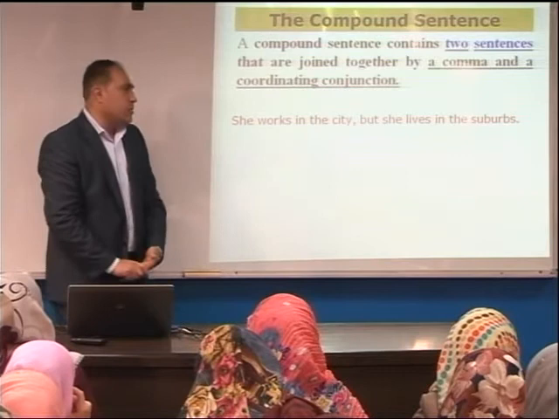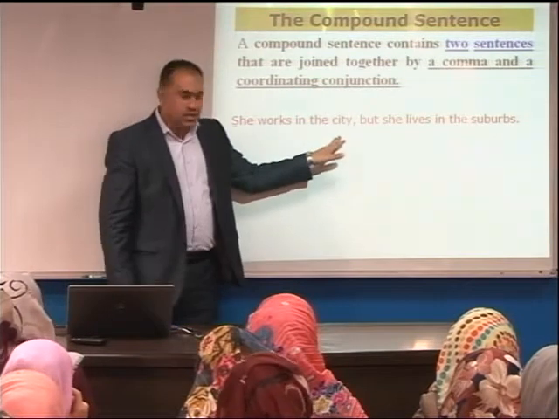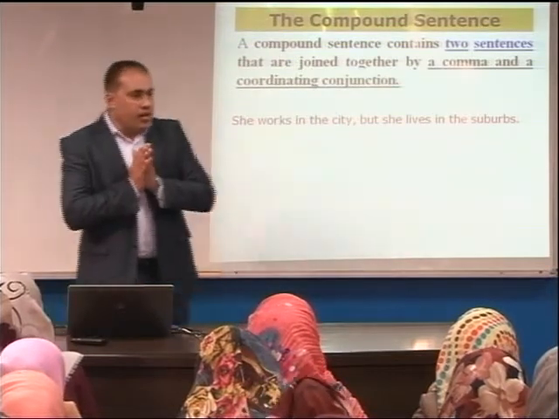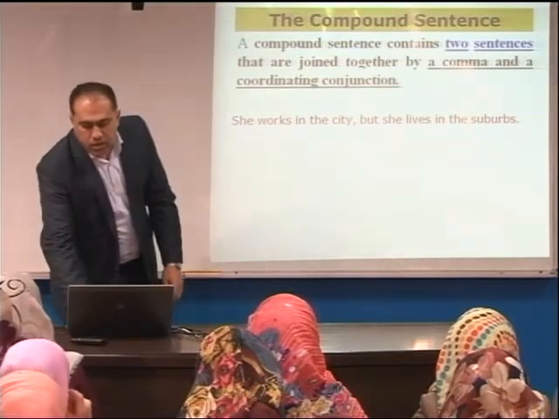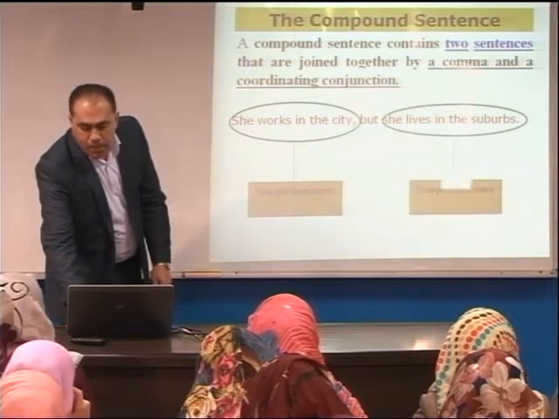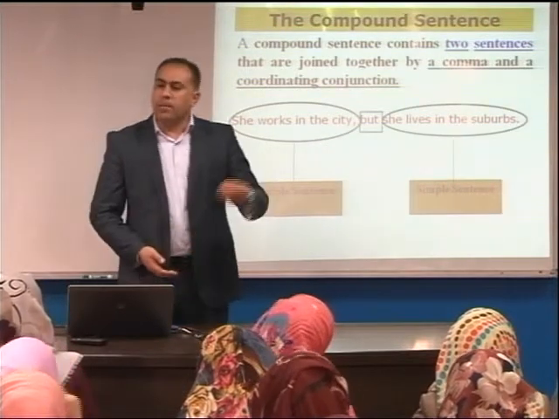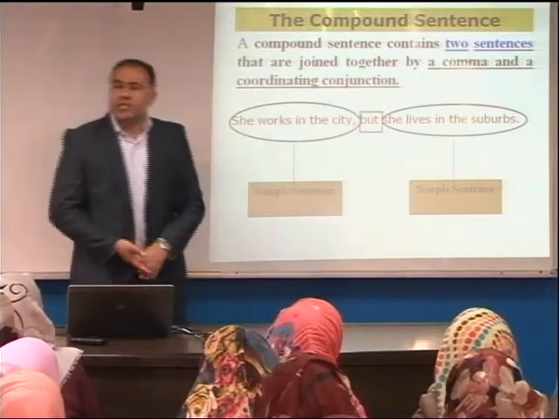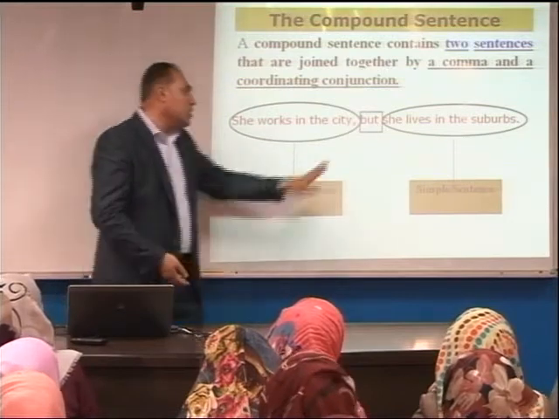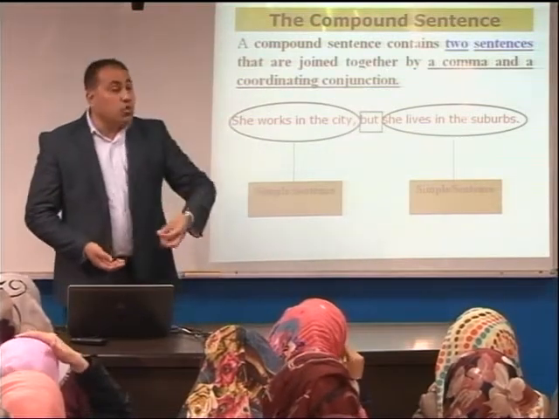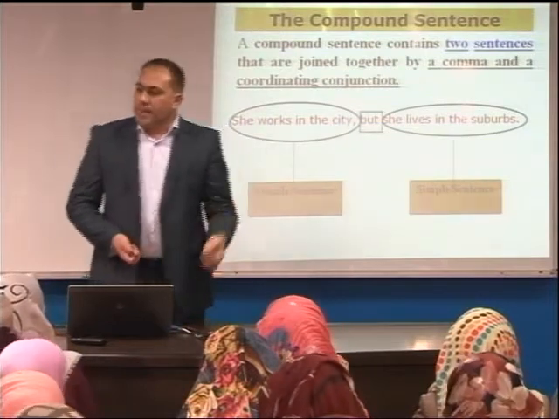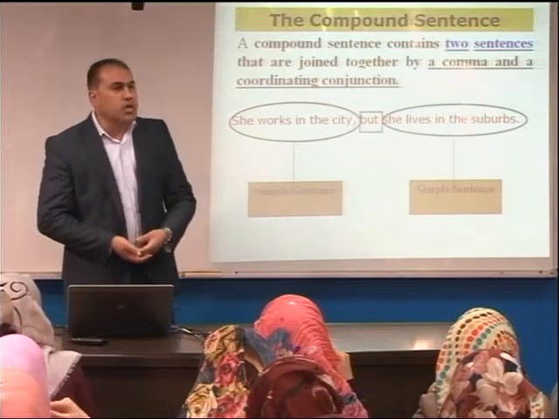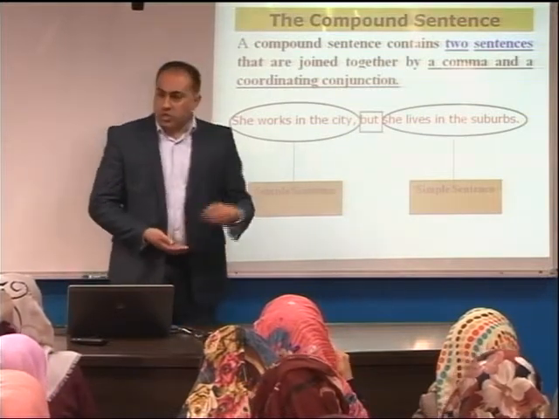Let's consider this example, for instance. She works in the city. She lives in the suburb. Notice that we join them by the connector or the coordinating conjunction. But, so she works in the city, but she lives in the suburb. So we have a simple sentence, another simple sentence, and both are joined by the connector, something we call a coordinating conjunction. But, and notice the punctuation here, there is a comma before the coordinating conjunction, before but.